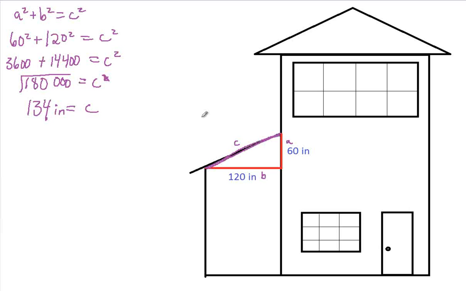We looked at the information that states that there is an extra 12 inches of overhang that he wants for his rafter. So the distance of the overhang is 12 inches, so we need to add that to our hypotenuse, and we get a total of 146 inches will be the length of the rafters.